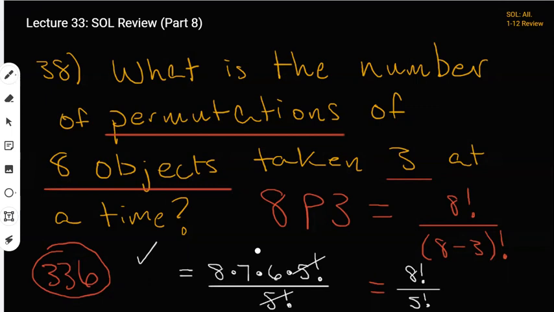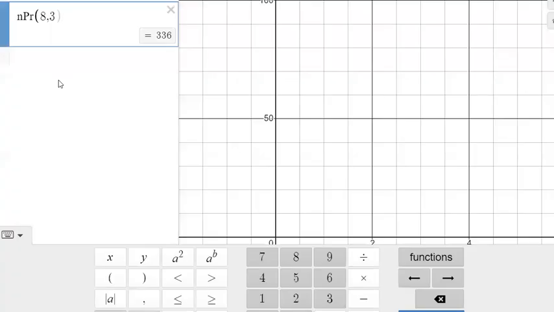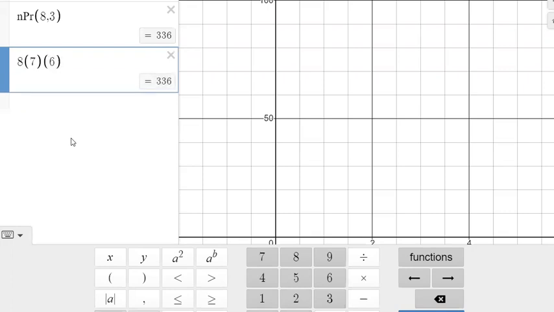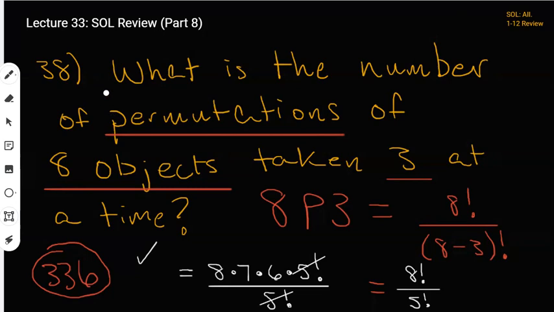And then the 5 factorials are actually going to cancel out on the top and the bottom. So then you really have 8 times 7 times 6, which I assume is 336. I haven't tried that, but I think it's true. Yep, 336. Good. Since there's no answer choice, you're just going to write down 336. That's it.